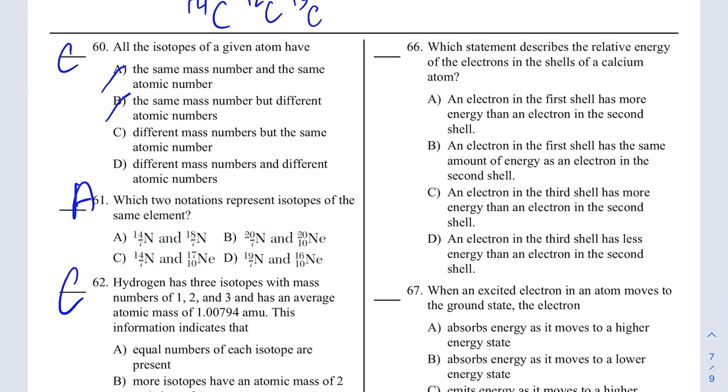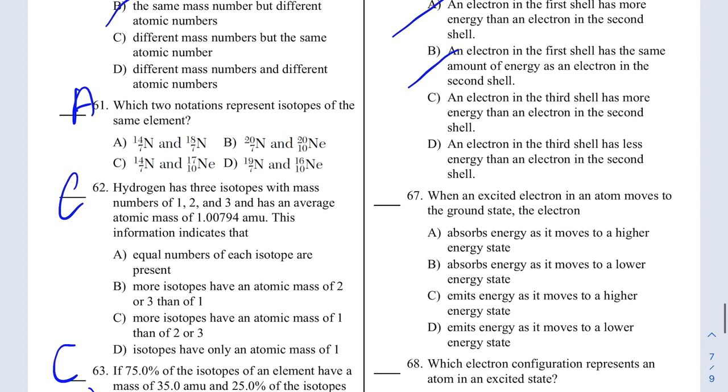Energy of the electron. We talked about how the first shell would be the least energy, increasing as you go. Lowest energy, highest energy. Remember, you could have up to 7 shells. Electron in the first shell has more energy than the second. An electron in the first has the same energy as the second. Electron in the third has more energy than the second, yes.